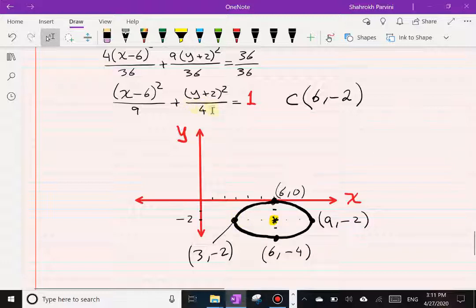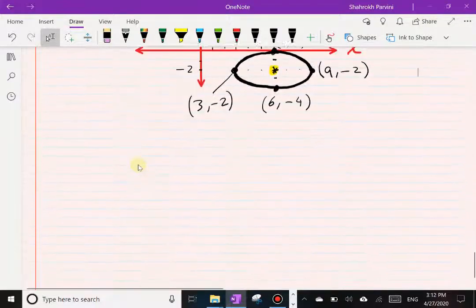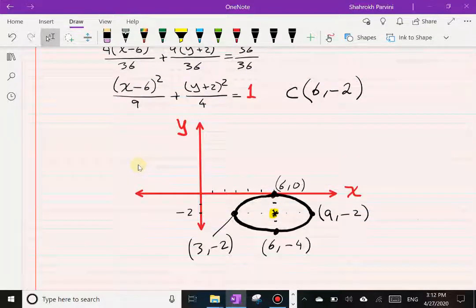And then the square root of 4 is 2. So from the center, I went up 2, down 2, and I just drew the ellipse through it. I did not plot any points. And by that, I mean I didn't pick random numbers for x and see what y turns out to be. And there you have it. So this would be the end of this section.